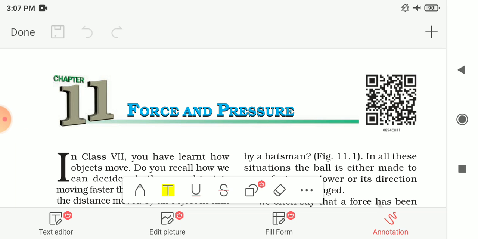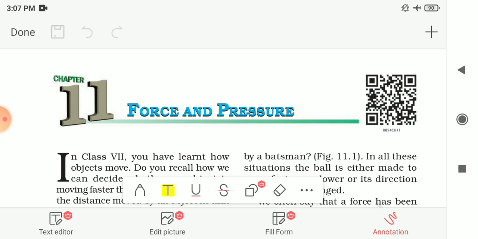Then we had seen that the application of force on an object changes its shape, if the object is not able to move. Then we had seen the different types of forces, that forces can be of two types, contact force and non-contact force. The contact force is that force which can come into action only when two objects are in direct physical contact with each other.